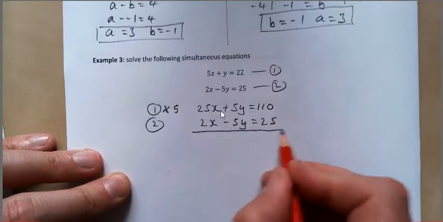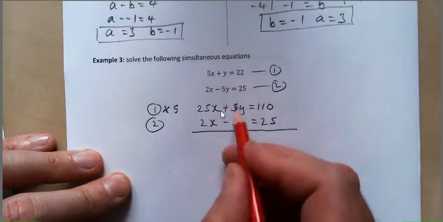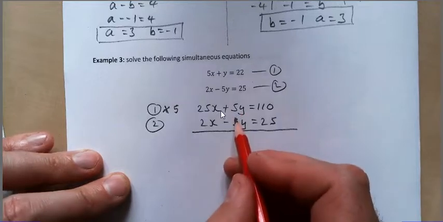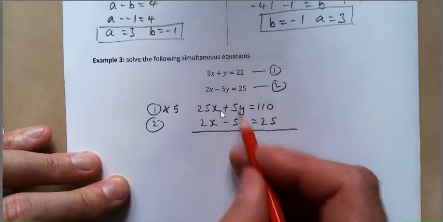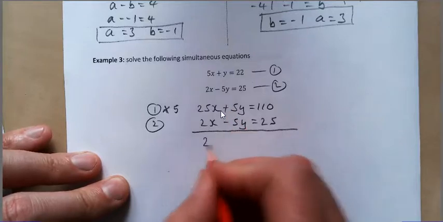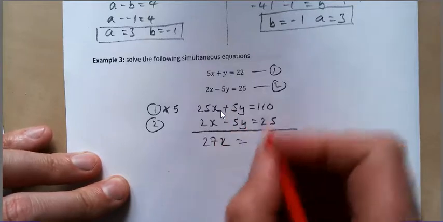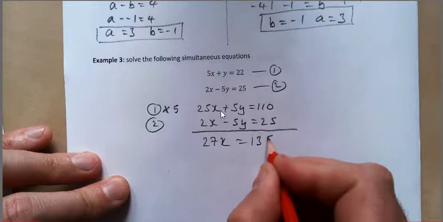For the ones that we're trying to get rid of, that's the y's. If the signs are the same, we subtract. If the signs are different, we add. The signs here are different, so we're going to add them together. So we get 27x equals 135.